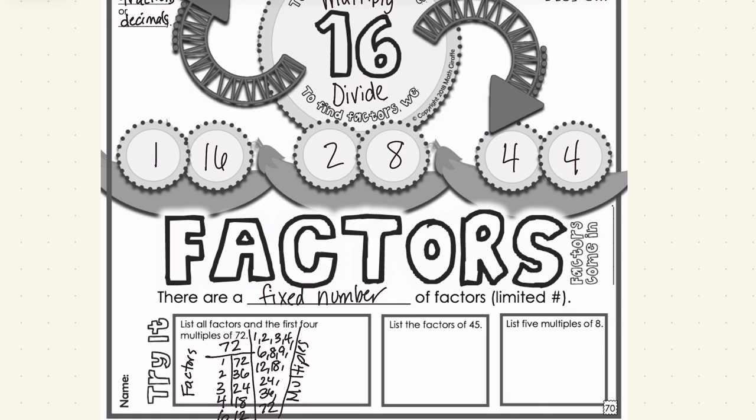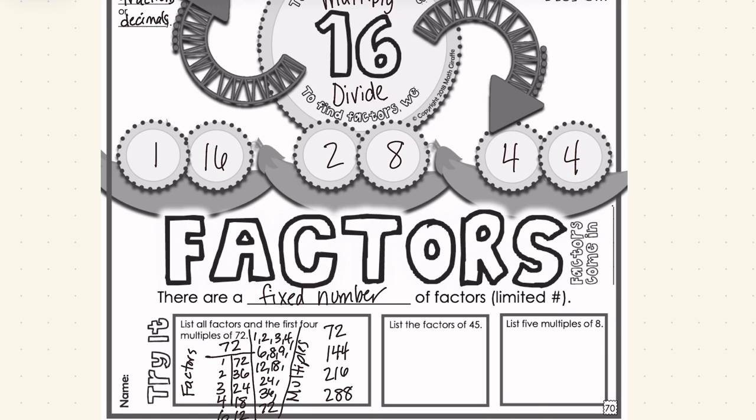Now it says to list the first 4 multiples of 72. My first multiple of 72 is 72 because that is 72 times 1. 72 times 2 is 144. 72 times 3 is 216. 72 times 4 is 288. So those are my first four multiples of 72.